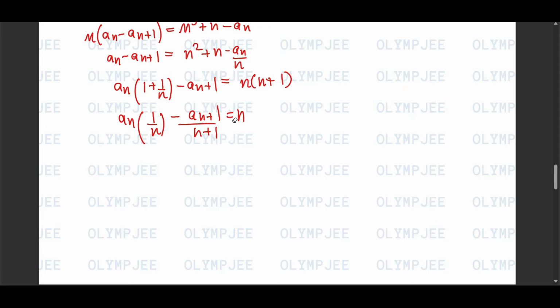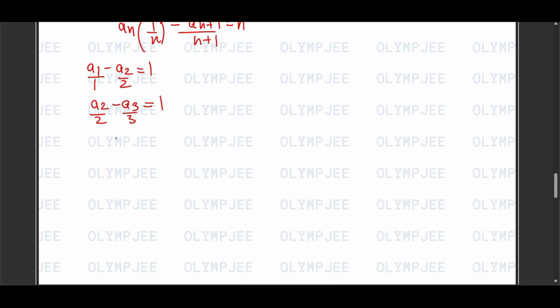So I can use the telescopic sum now, which is that if I take a1 by 1 minus a2 by 2 is equal to 1, and a2 by 2 minus a3 by 3 is equal to 1, and so on till a(n-1) by (n-1) minus a_n by n, this is equal to n minus 1.